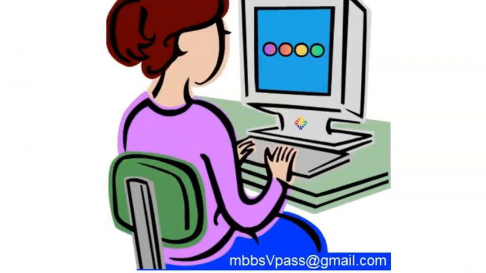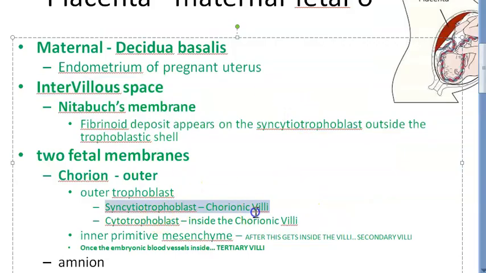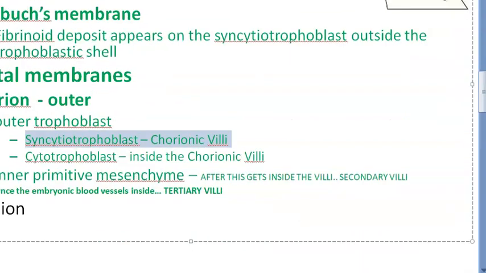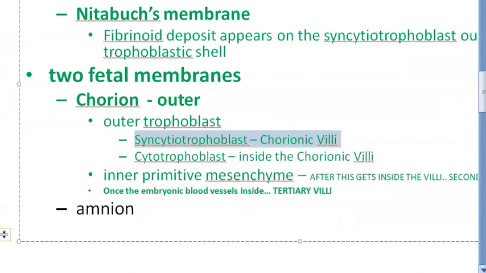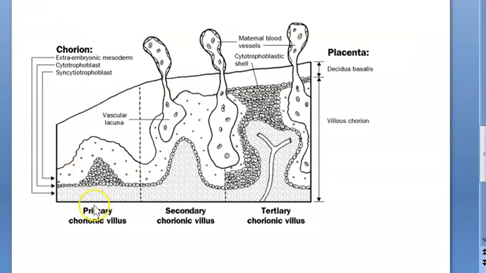So guys, in the exam, they can ask you this question as parts of placenta, or they can ask you the structure of chorionic villus, guys. So you'll have to write this chorionic villus structure. They can ask you to draw the structure of chorionic villi. Remember to draw this diagram, guys.